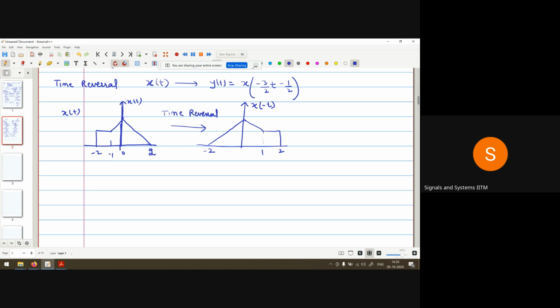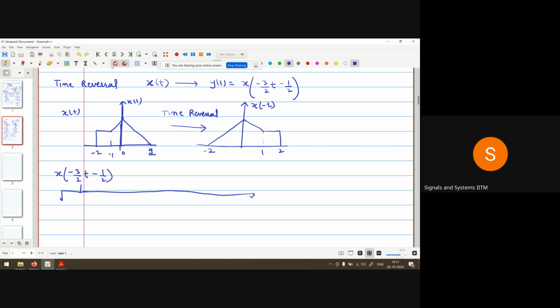Now we are using this property on my signal x(t). For example, this is my x(t) signal, and I am using the time reversal property: x of minus 3 by 2 t minus 1 by 2. Now we have to use the forward and backward approach. In this technique, you can use either forward or backward.